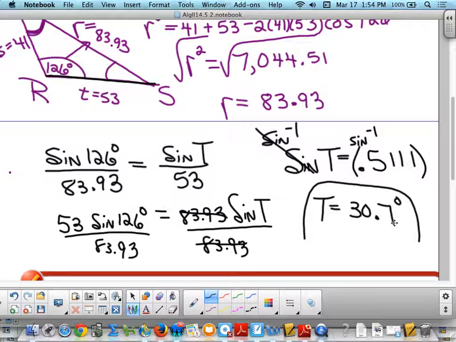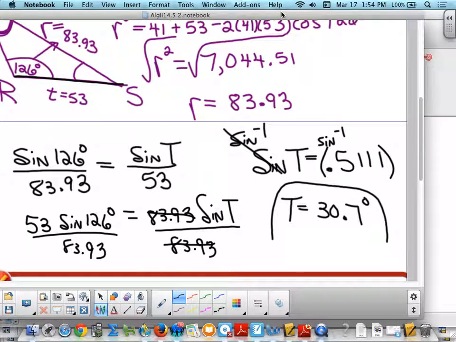Can you put 53 with sine, and put the T at the bottom? I'm cross multiplying. If you're finding the angle, it's always sine of your angle over side t. Angle T, side t.